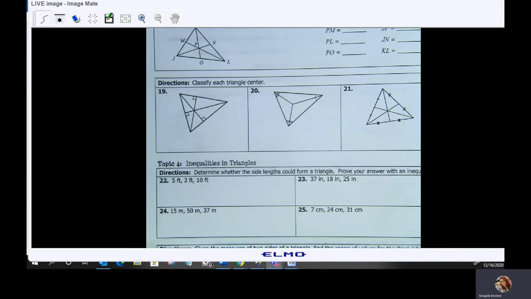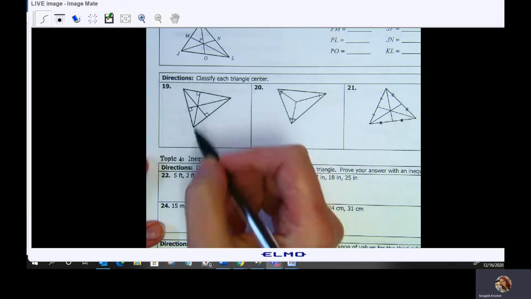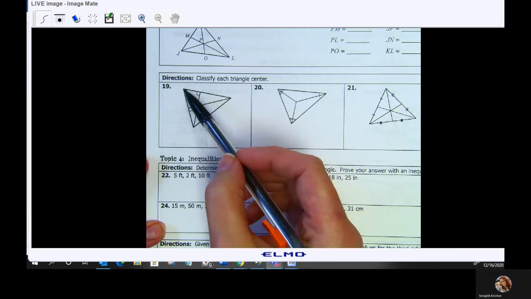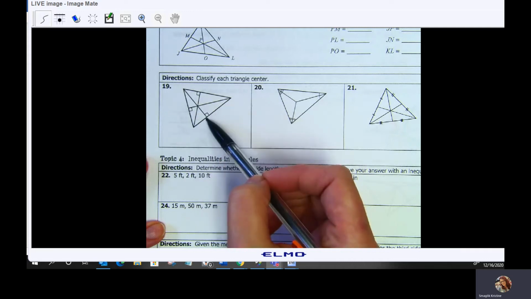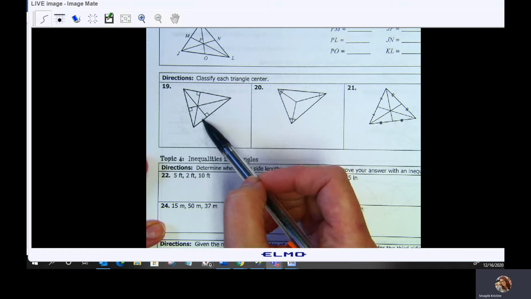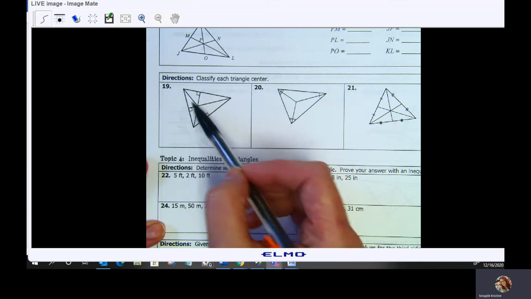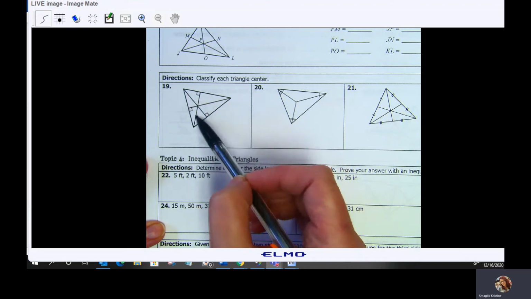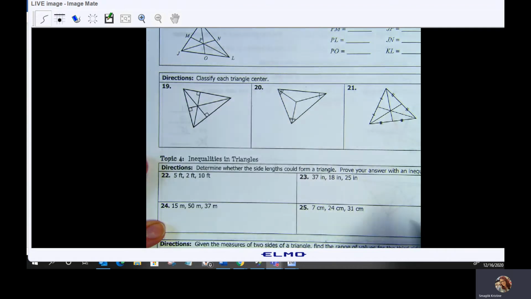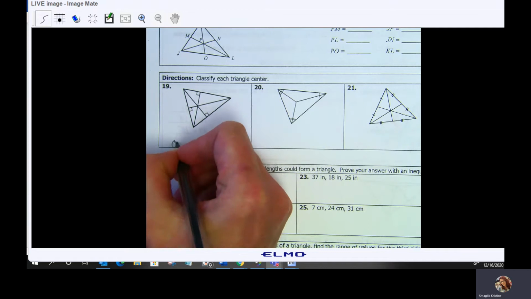Let's go ahead and review triangle centers. If you notice, you have a vertex being connected to the opposite side. It is creating a perpendicular line, but we have nothing else to tell us that there's any kind of congruency. These are altitudes. It's measuring the height of each triangle. So if we have altitudes, we have an orthocenter.